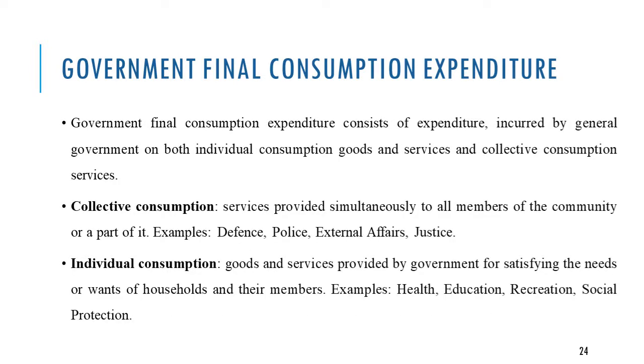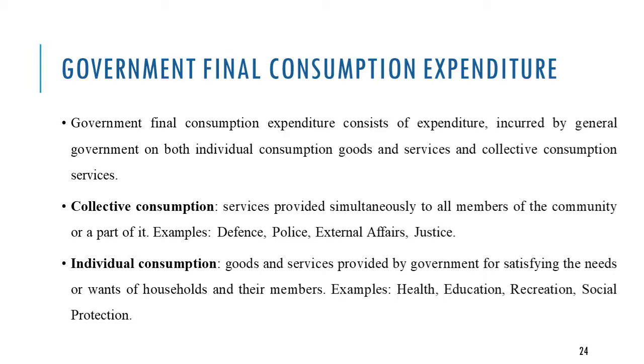The government final consumption expenditure consists of expenditure incurred by general government on both individual consumption goods and services and collective consumption services. By collective consumption services, we mean services provided simultaneously to every member of the community or to particular sections of the community. For example, defense, police, external affairs, and justice.